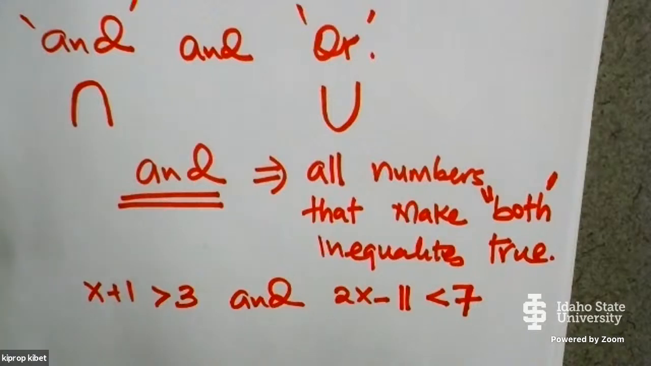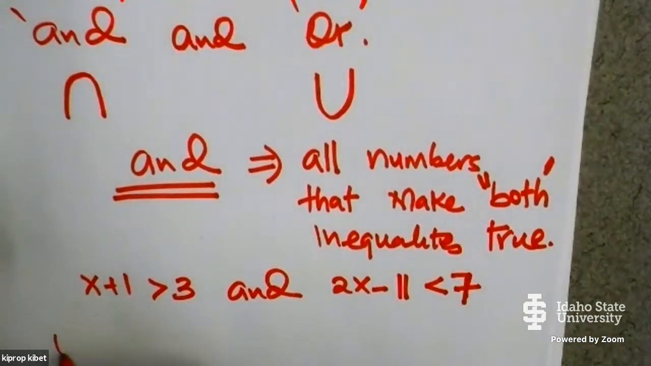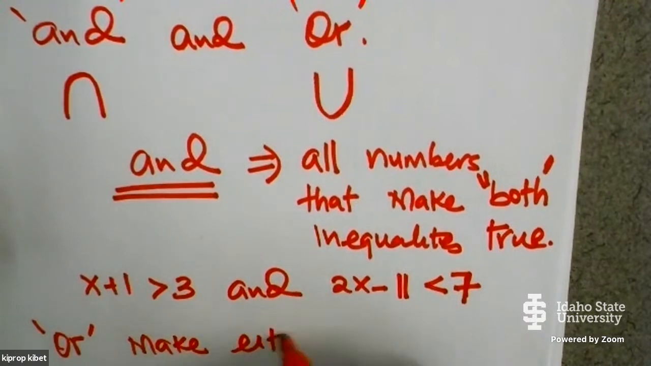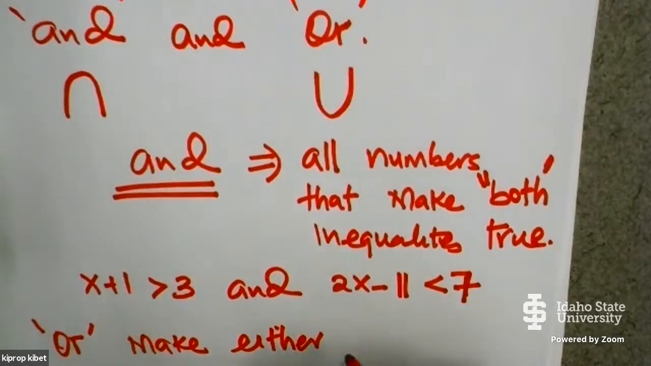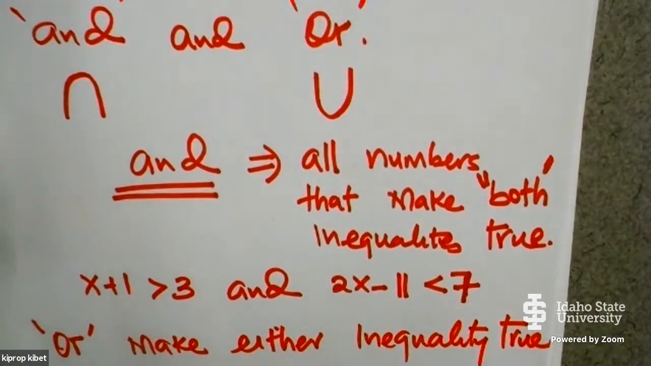All right. So to solve the compound inequality with the word "or", we look for all numbers that make either inequality true. Either of them can make either of the inequalities true.